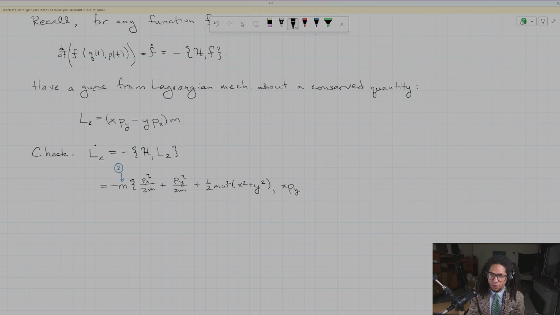Okay, and then where was I? Minus y p_x. Let's recall also that we already know a couple of Poisson brackets. In particular, we know the bracket of x and y is equal to 0. We know that the bracket of p_x and p_y is also equal to 0. And then that the bracket of x and p_x is equal to 1, and the bracket of y and p_y is also equal to 1. So we'll be able to use those in order to reduce this expression.